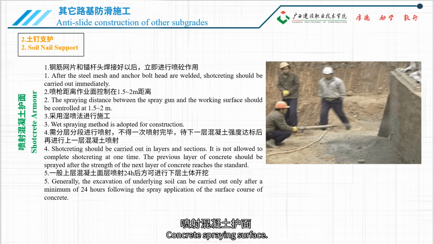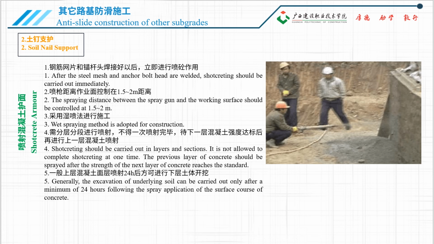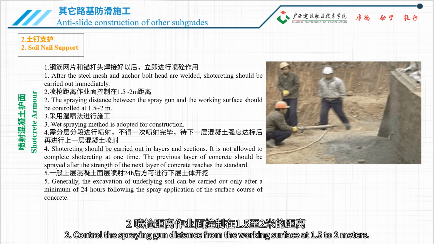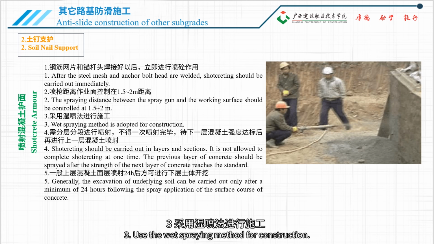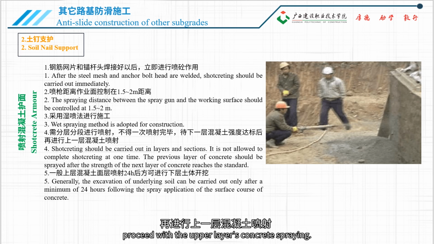Concrete spraying surface. 1. Immediately conduct concrete spraying once the welding of reinforcement mesh and anchor bolt heads is complete. 2. Control the spraying gun distance from the working surface at 1.5 to 2 meters. 3. Use the wet spraying method for construction. 4. Conduct spraying in layers and segments. Do not complete spraying in one go. After the lower layer's concrete reaches the required strength, proceed with the upper layer's concrete spraying.